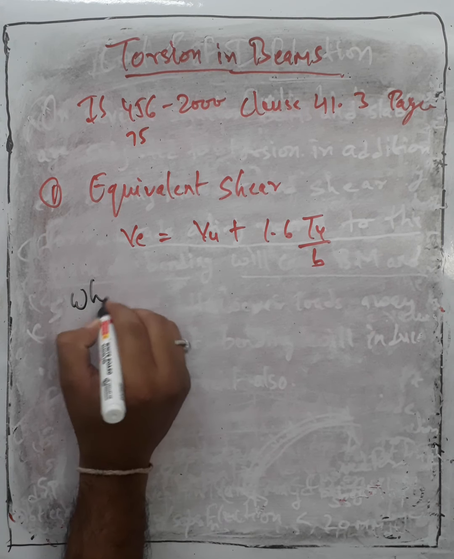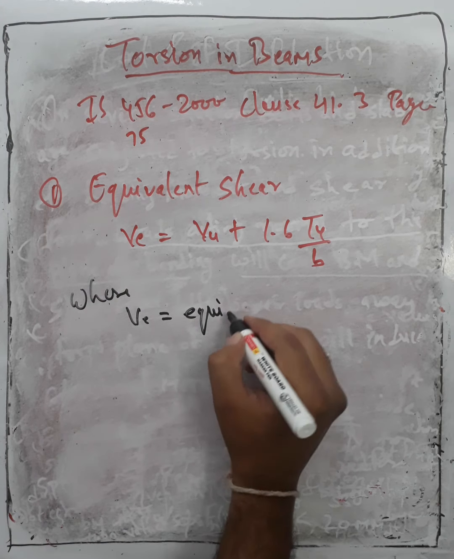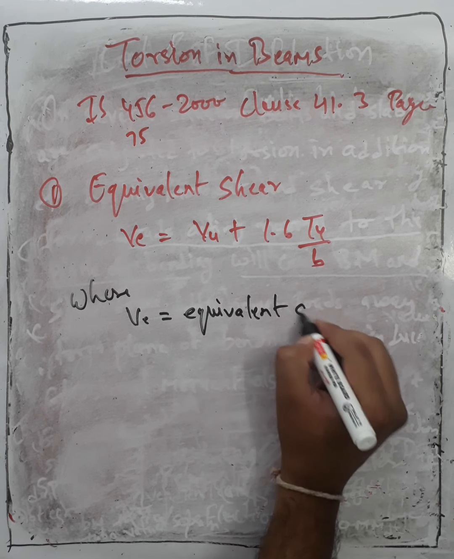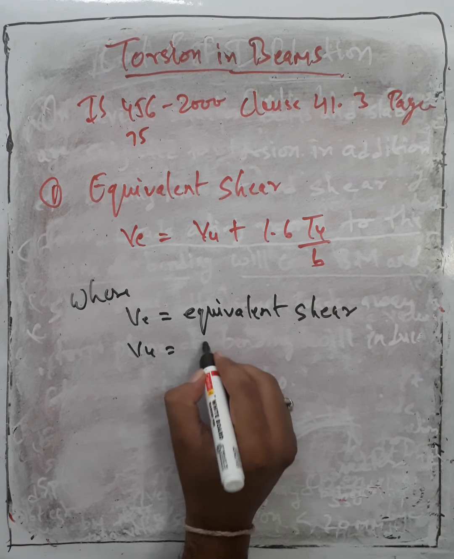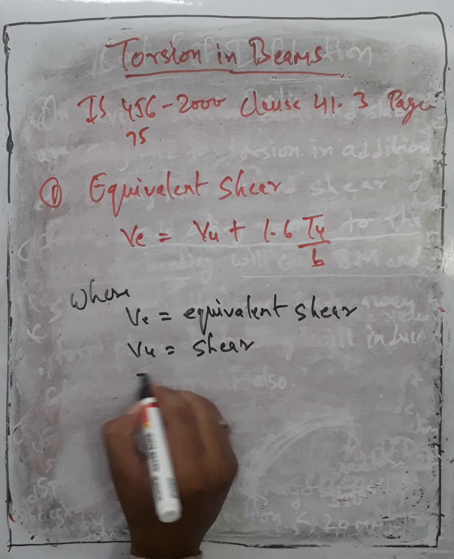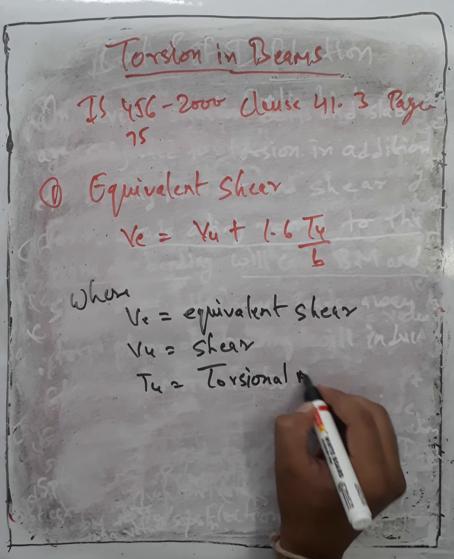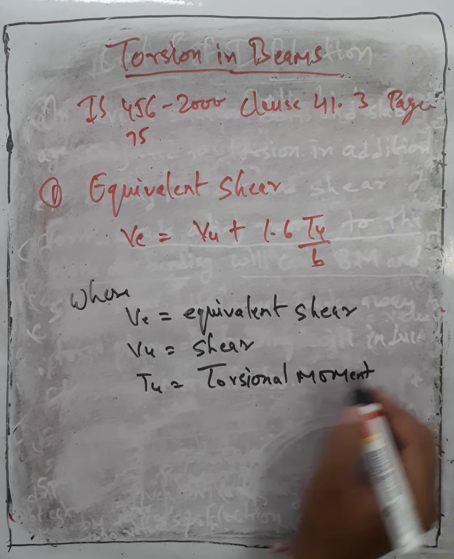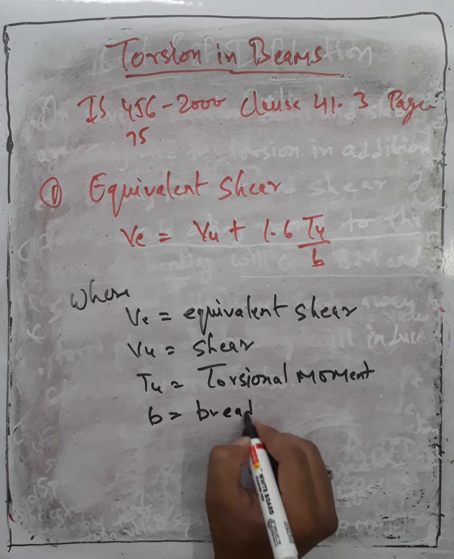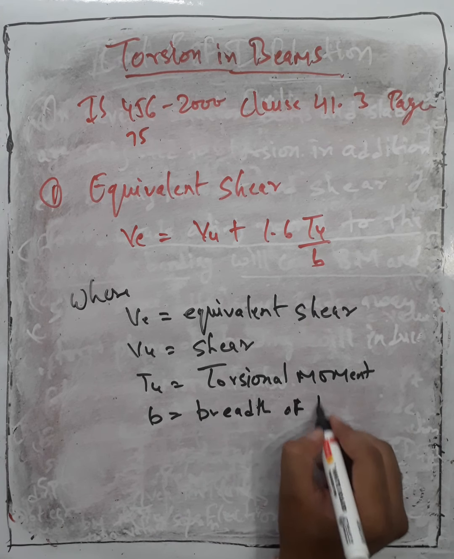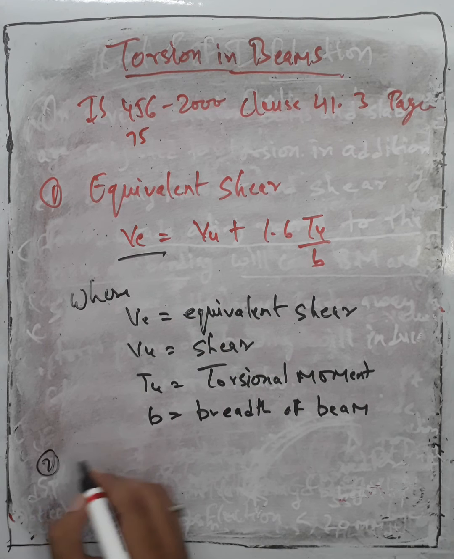So here we write, where VE is equal to equivalent shear, VU is equal to shear, TU is equal to torsional moment, and B is equal to breadth of the beam.